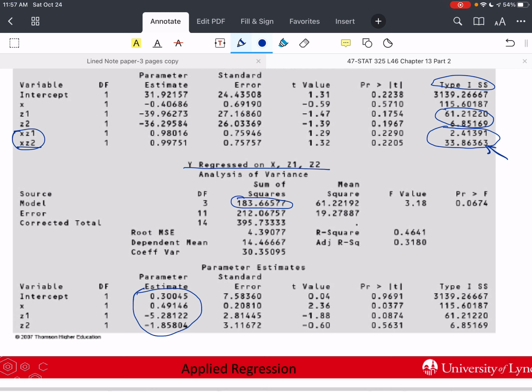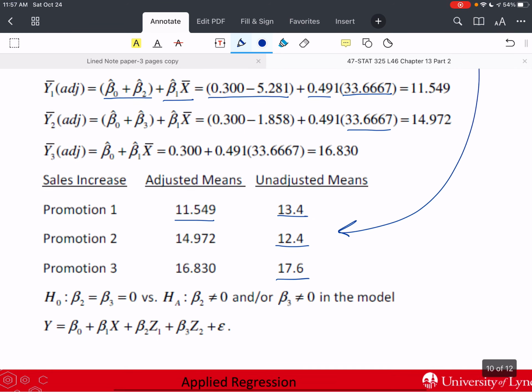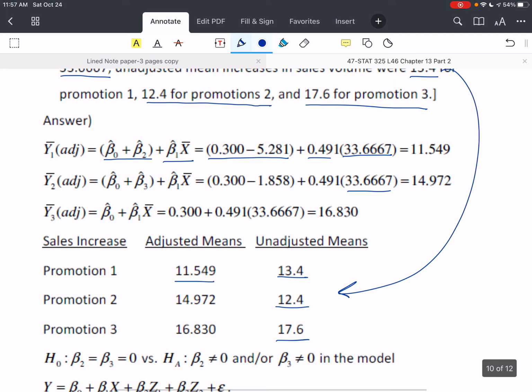Okay, so beta naught hat is there. Beta 1 hat is here, beta 2 hat, and beta 3 hat. Okay, and so they've plugged these in here. Remember that beta 2 hat was negative, and beta 1 hat was positive.